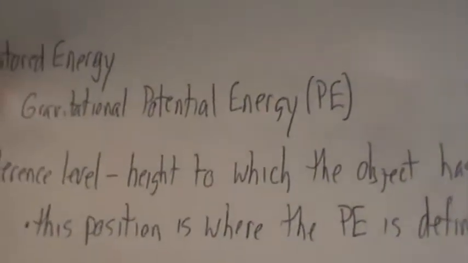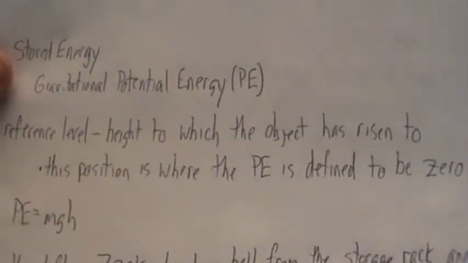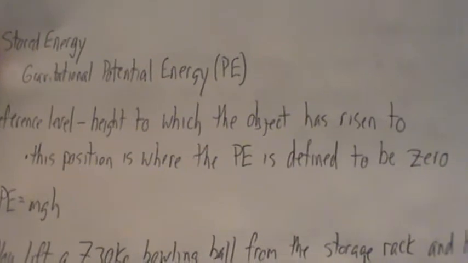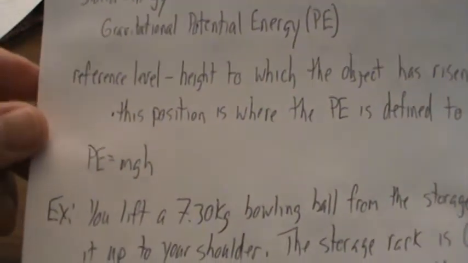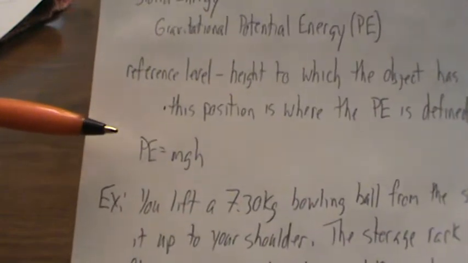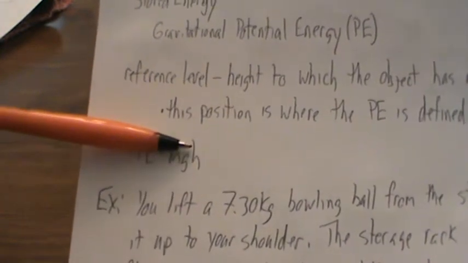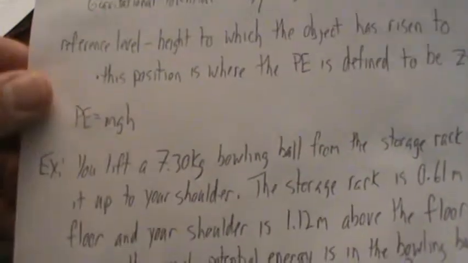It's called the reference level. The reference level is the height to which the object has risen. The position is where the potential energy is defined to be 0. The way that we can calculate the potential energy is we take mass times the acceleration due to gravity times the height. So let's look at an example of this.